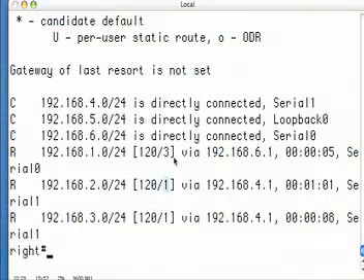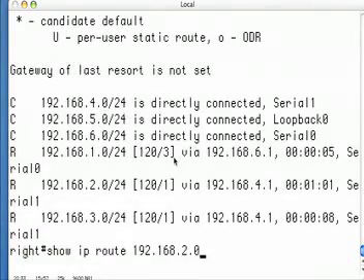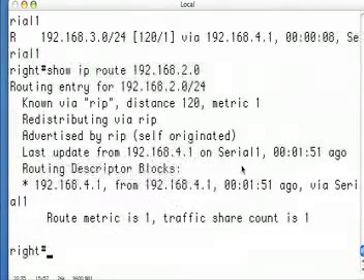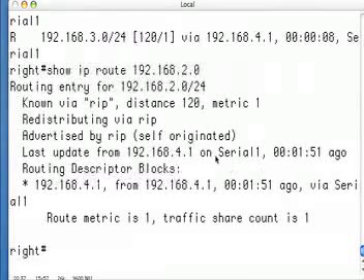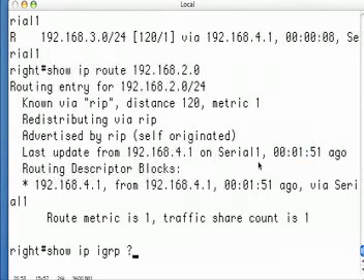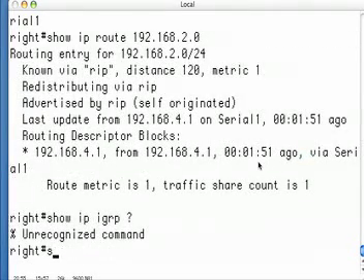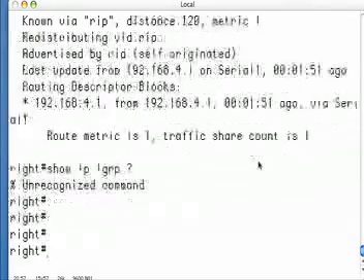Let's look at that route advertisement in more detail. Show IP route 192.168.2.0. You can see it got the route 1 minute and 51 seconds ago. The last update was 1 minute and 51 seconds ago on that router. So what's going to happen when that timer runs out? And I wish I could show the IGRP database.